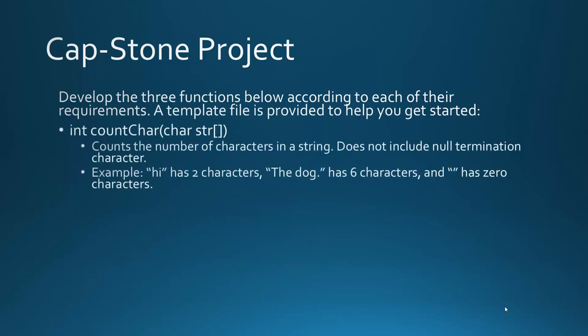So the first one that we're going to implement is count character, count char. It's going to take a parameter of an array of characters, and it's going to return the number of characters in that string. It will not take into account the null termination character. So hi has 2 characters, and the dog has actually 7 characters because of the period there, or 8 characters because of the space too. I'm bad at math. And just an empty string will have 0 characters.